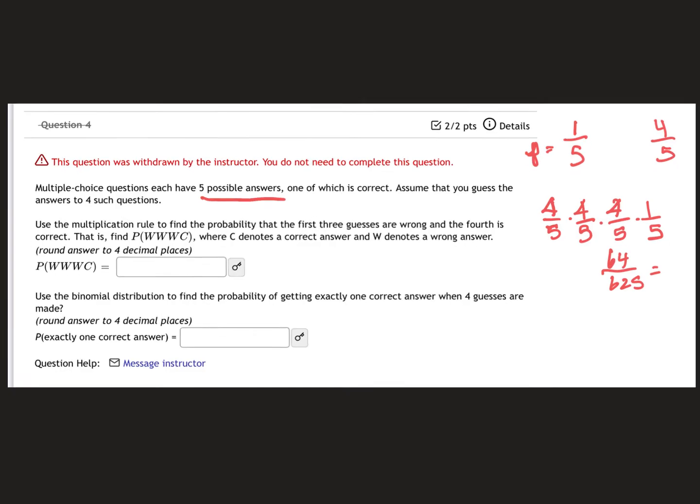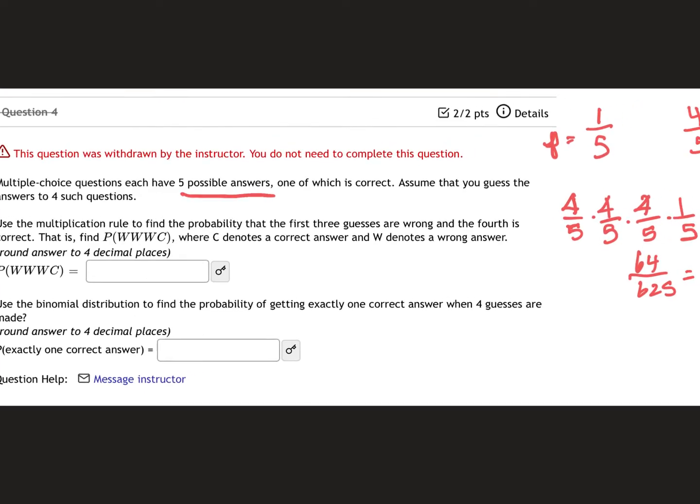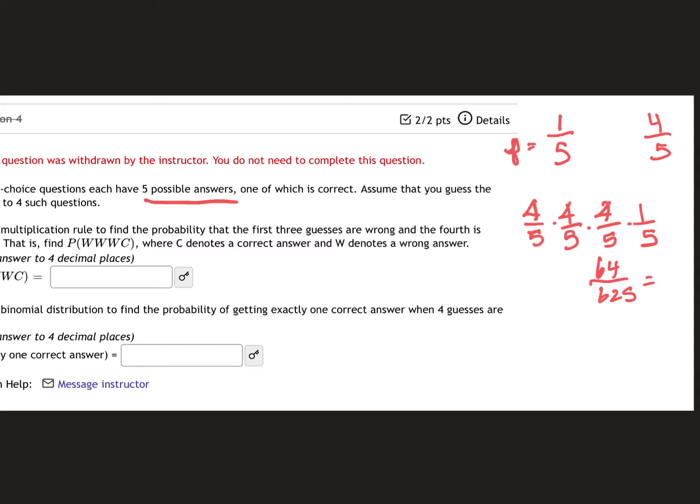And then it says, use the binomial distribution to find the probability of getting exactly one correct answer when 4 guesses are made. All right, so I think I went through this question. I did. Sorry, it's been a long week, so you don't need to correct it, but I'll go through it anyway, and you can just skip ahead, and you'll see it again next week.